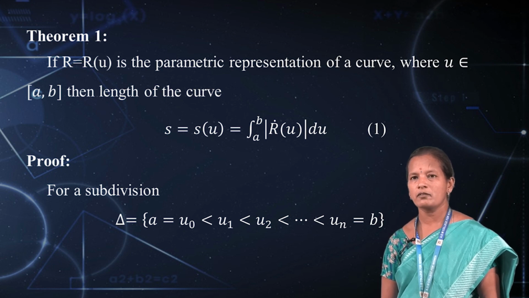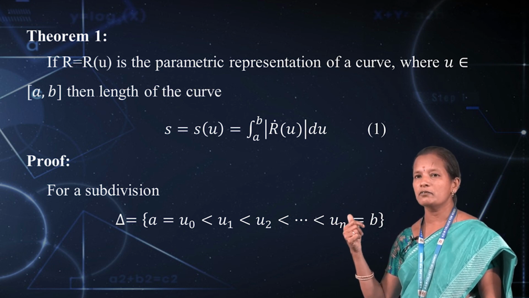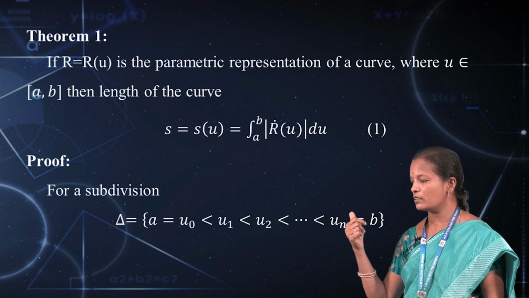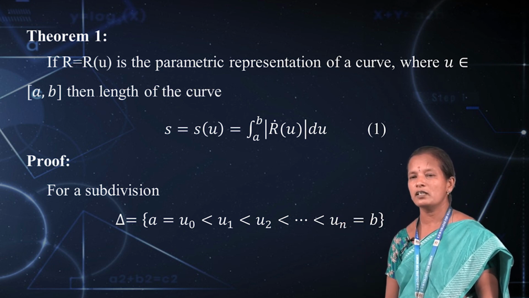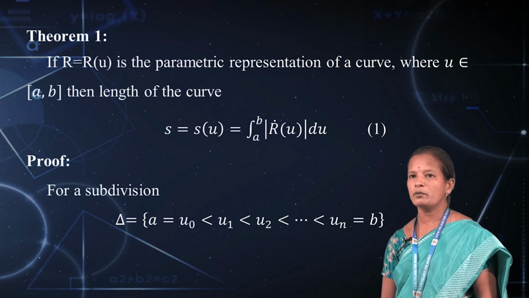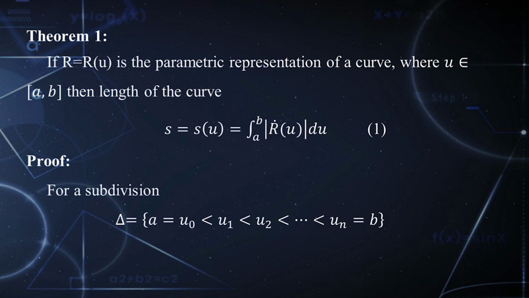Let R equal to R of u be the parametric representation of the curve, where u belongs to AB. The length of the curve, denoted by the letter small s, is equal to s of u, which is equal to the integral from a to b of modulus r dot of u du. Proof: for a subdivision delta, a is equal to u0 less than u1 less than u2 and so on, up to un is equal to b.